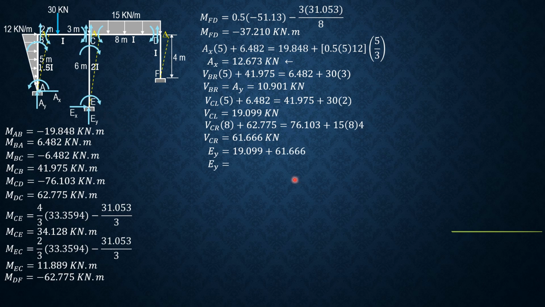so that's EY, 80.765 kilonewtons. So EX is 1/6 of MEC plus MCE, where MEC is 11.889 and MCE is 34.128. So EX is equal to 7.670 kilonewtons.